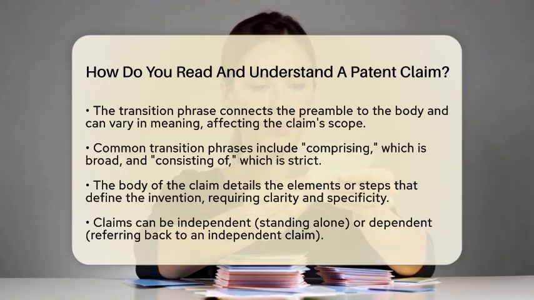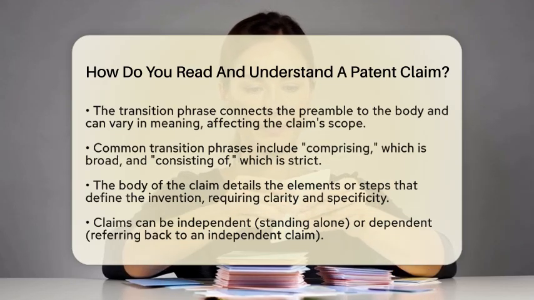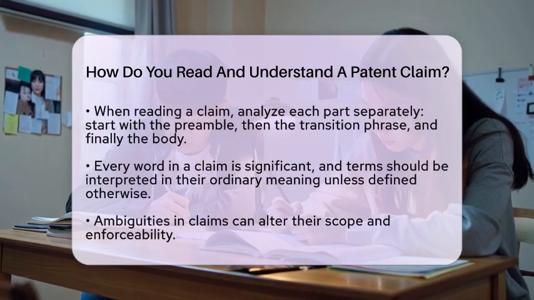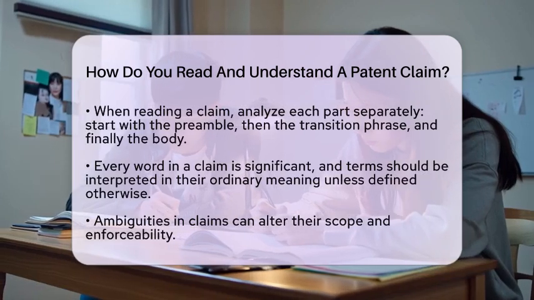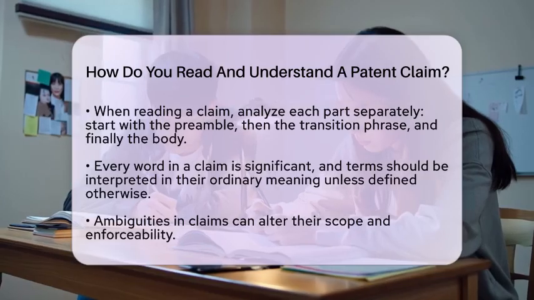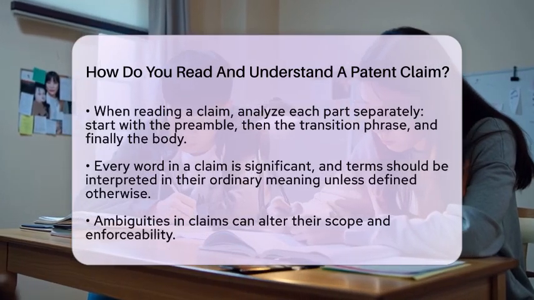Next, analyze each part separately. Begin with the preamble to understand the general category. Then, interpret the transition phrase to grasp the scope. Finally, examine each element in the body to see what is needed for infringement or validity.